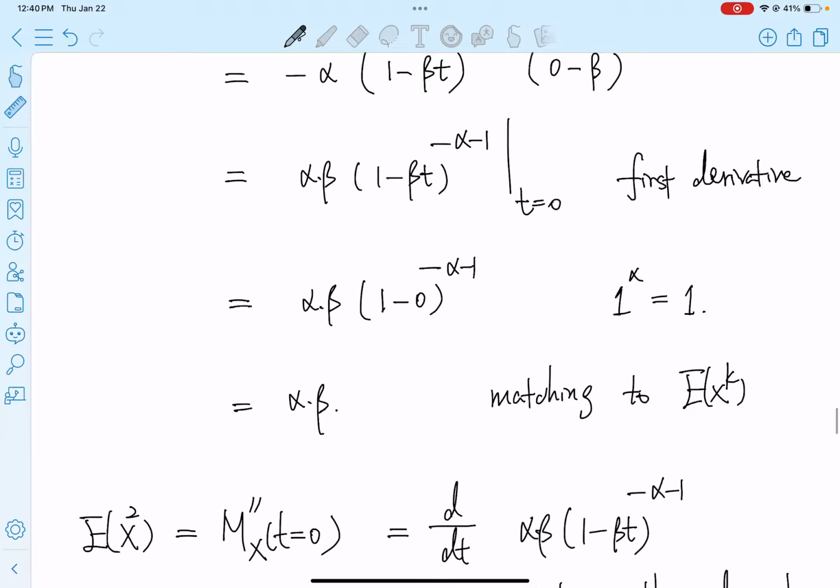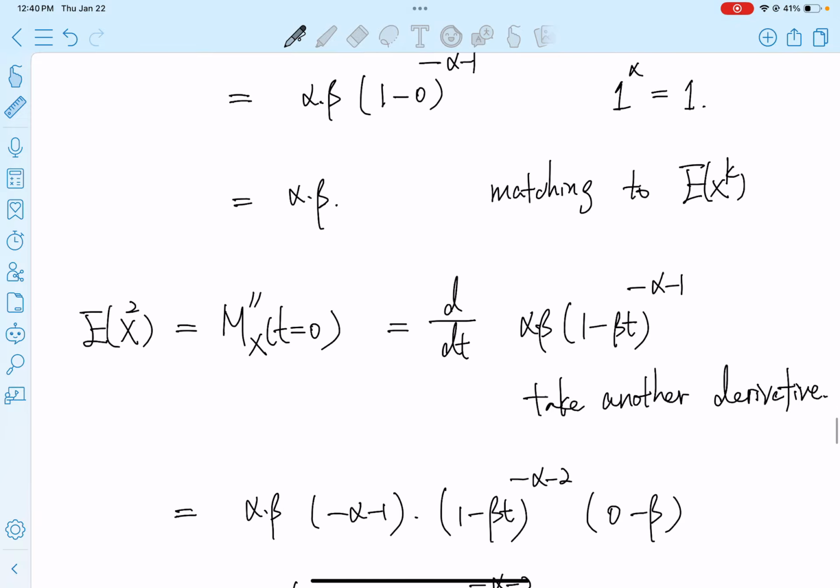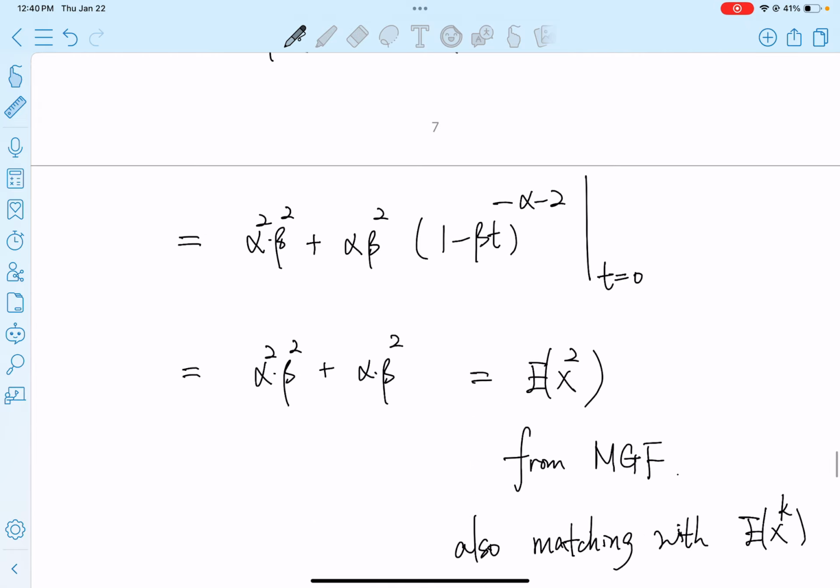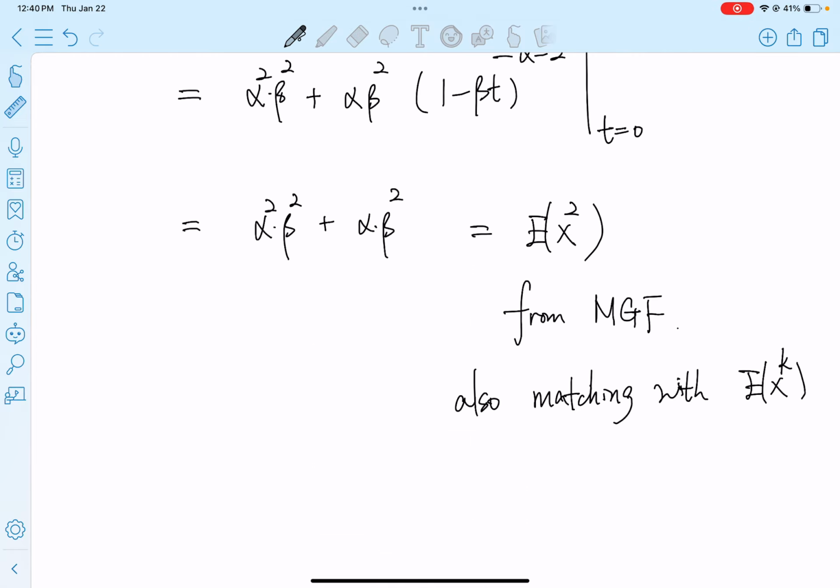And then we use the derivative and the second order derivative, set t equal to 0. We see that our answer is the same as what we get from the formula of the arbitrary kth moment. And then these are all the content and discussion for the gamma distribution.